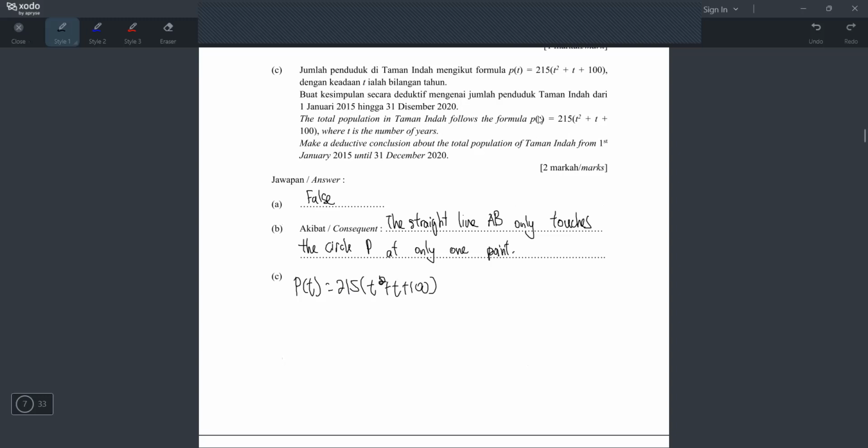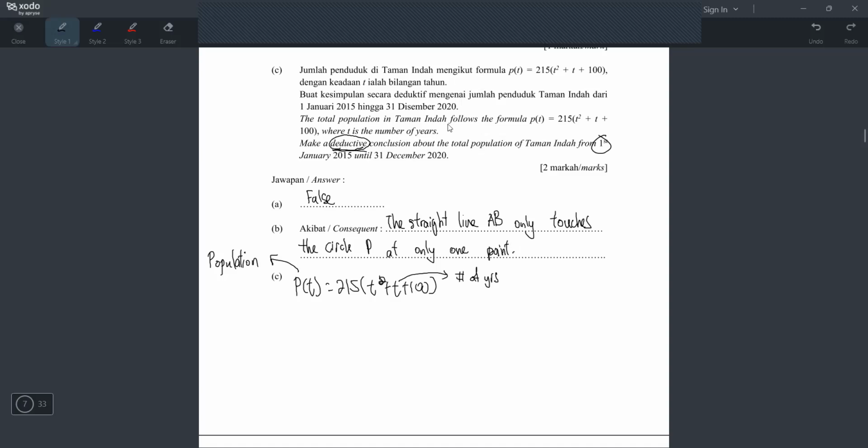Okay, the total population in Taman Indah follows this formula where T is the number of years. So very important, you have to know T represents what? Number of years. And then P is population. Okay, population means jumlah penduduk. Okay, jumlah orang dalam taman tu lah, population. Okay, and then they say make a deductive conclusion about the total population of Taman Indah from 1st January 2015 until 31 December 2020. Okay, you need to know something. If they want you to make a deductive conclusion, it's very simple. All you have to do is masukkan dalam formula and then terus dapatkan jawapan.